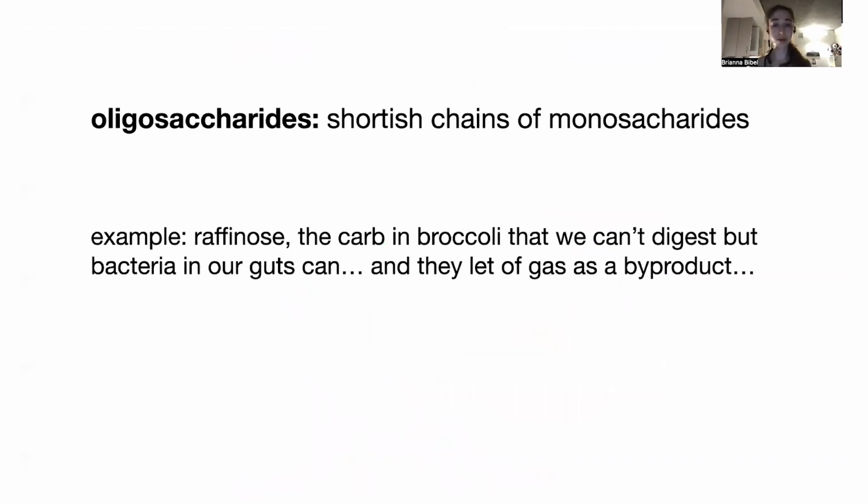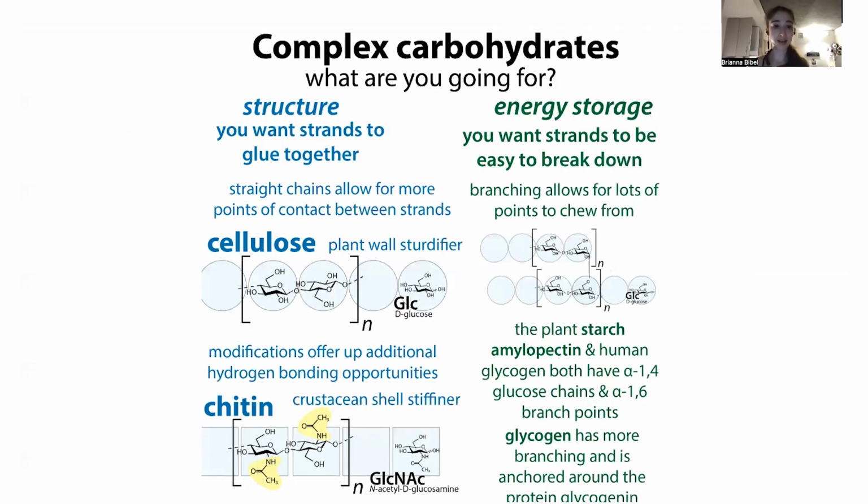Okay, so those are disaccharides where you had two, and later we'll talk about complex carbohydrates where you have a lot. What if you have just a shorter chain, more than two, but not a ton? We call it an oligosaccharide. An example is raffinose, which is the carb in broccoli. We can't digest it, but the bacteria in our guts can, and they let off gas as a byproduct. So think raffinose for that.